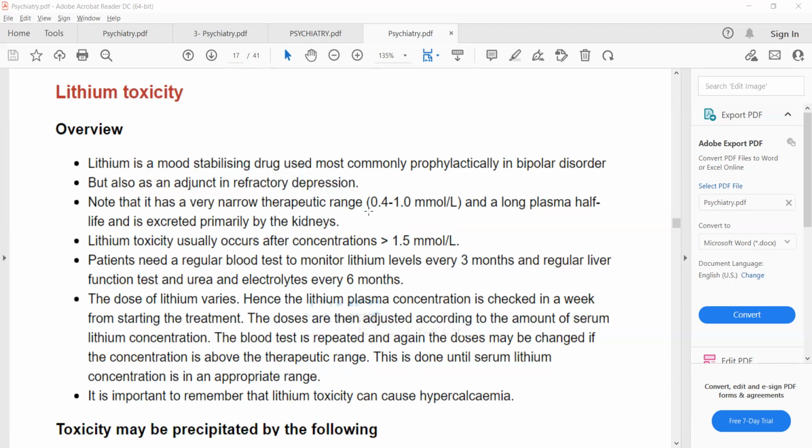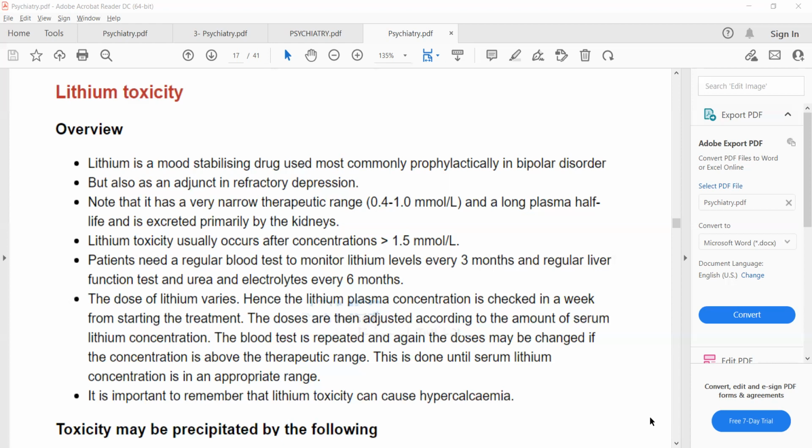When the serum lithium concentration is in this range, then after this we'll check the lithium levels every 3 months. So initially after starting the treatment, lithium levels will be checked after a week, and the dose will be adjusted according to plasma lithium level. And then this test will be repeated until lithium concentration is in an appropriate range. And after this, plasma lithium concentration will be done every 3 months, and LFTs and kidney function tests will be done every 6 months.